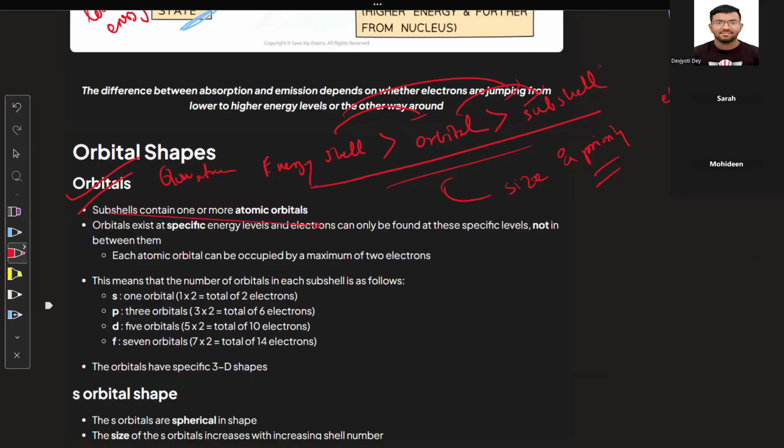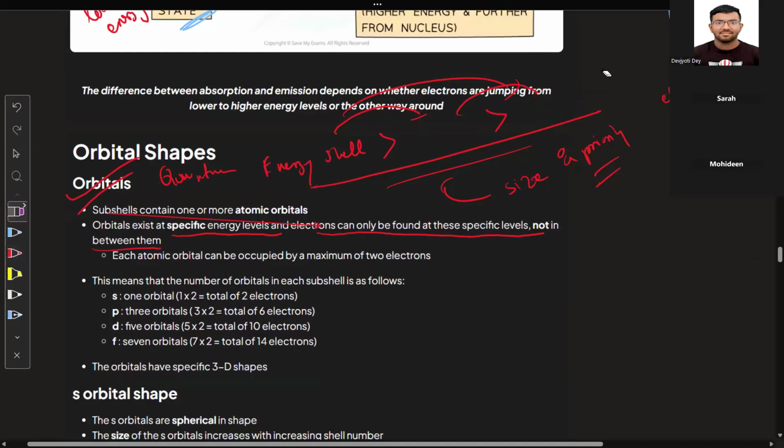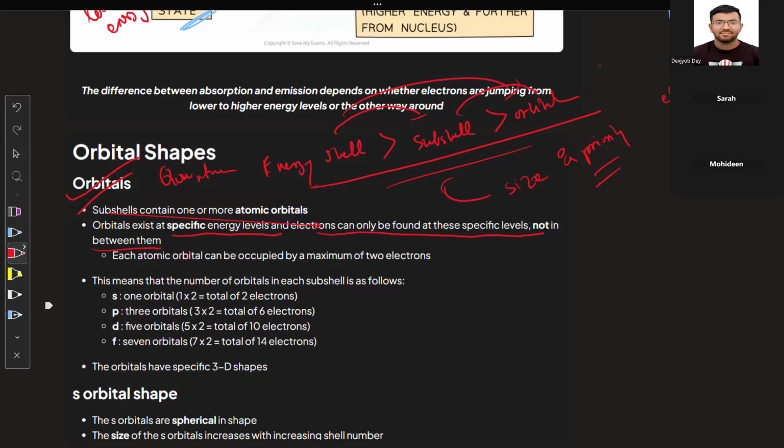Okay. Now, orbitals exist as specific energy levels, and electrons can only be found at these specific levels, not in between them. Okay, I think I made a mistake. Maybe I did the opposite. It's typically subshell and then orbital. Sorry, I made a mistake. So what I'm trying to say is that quantum energy shells contain subshells within their structure, while subshells consist of orbitals. Yes.